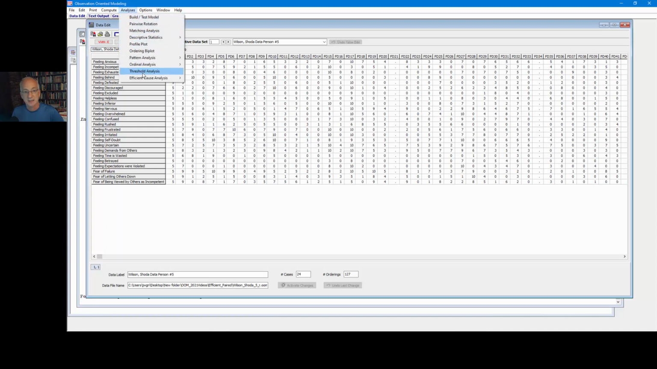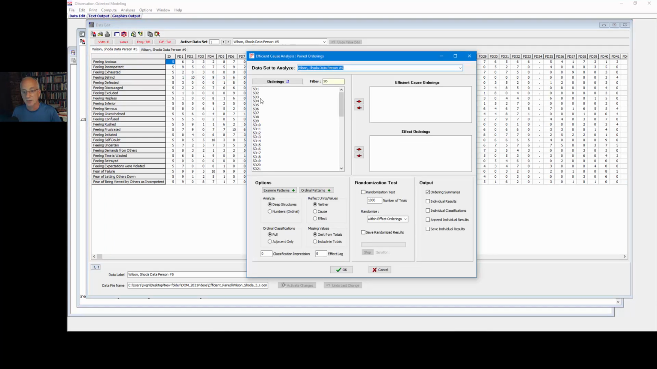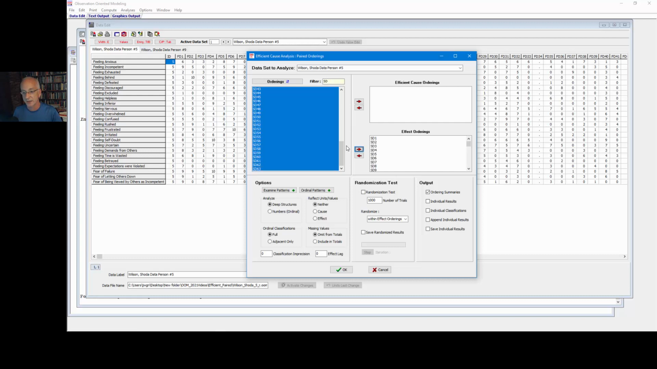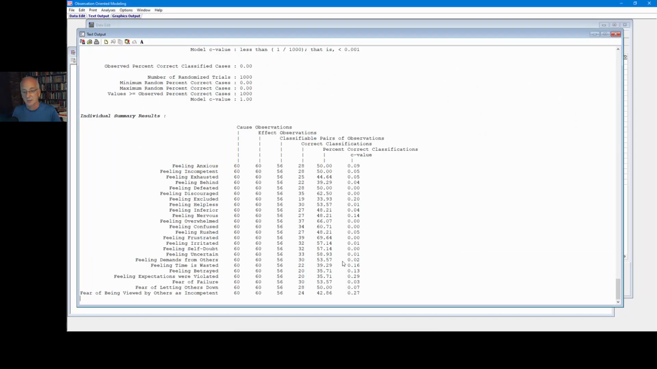We can select analyses, efficient cause analysis, pair the orderings. Again, it's already filtered for the SD, so I'll go ahead and just get those over as the effect. And now we have 63, and get the feelings moved over. And let's select the same options that we had a few moments ago and select OK. And it will iterate through. And we'll look at the individual results again.